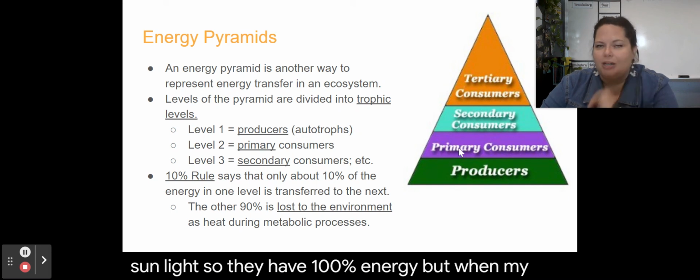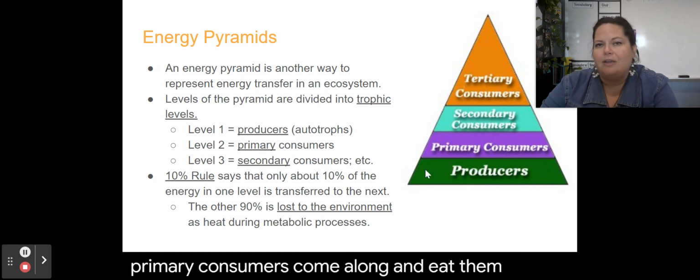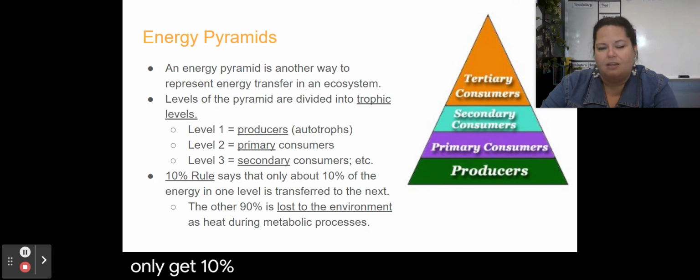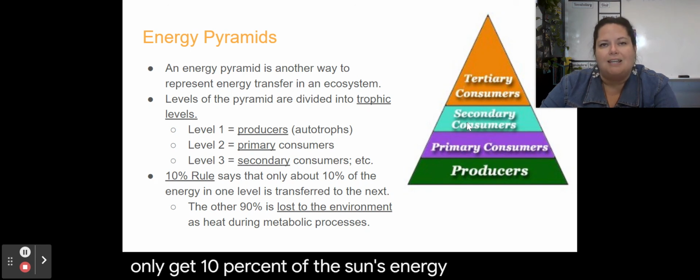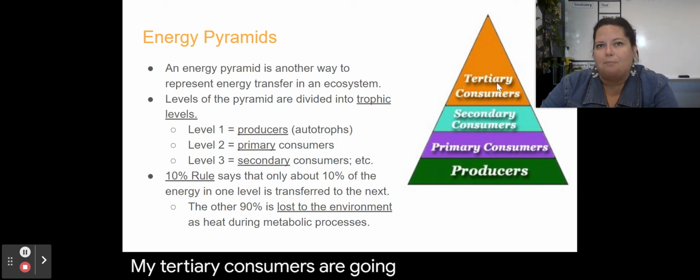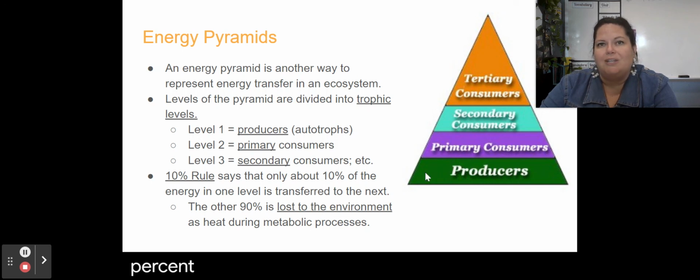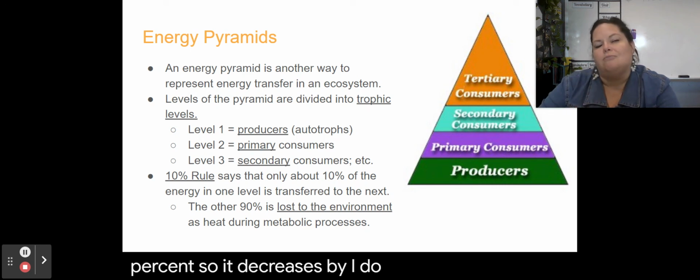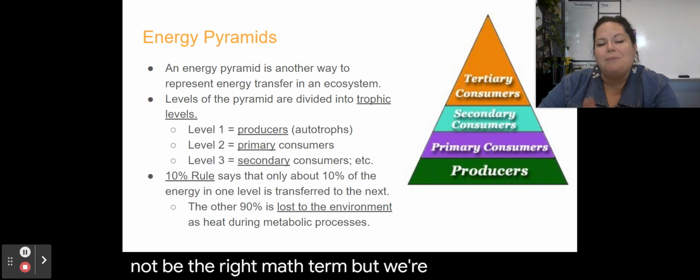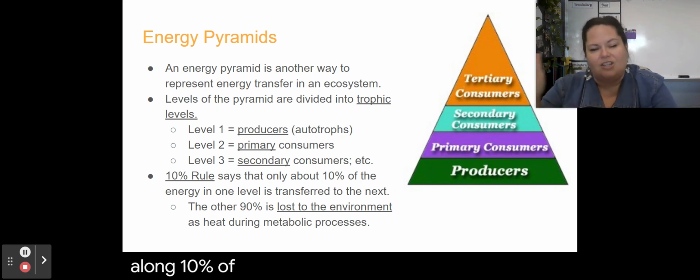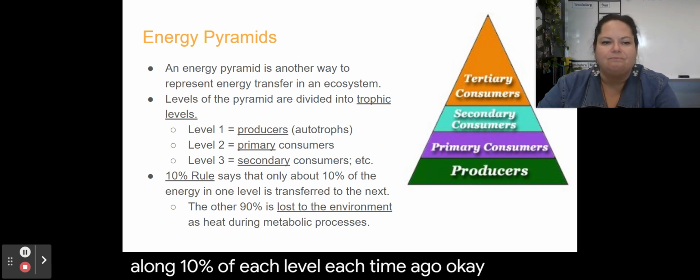But when my primary consumers come along and eat them, they only get 10% of the sun's energy. My secondary consumers are going to get 1%, and my tertiary consumers are going to get 0.1%. So it decreases by, actually, I don't know, that might not be the right math term, but we're only passing along 10% of each level each time we go.